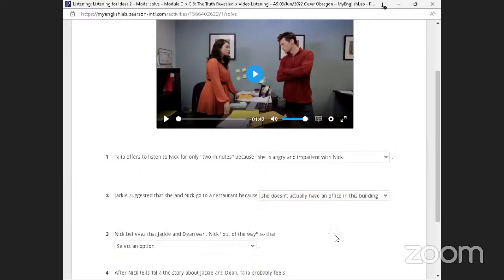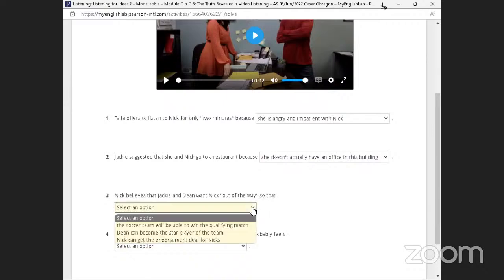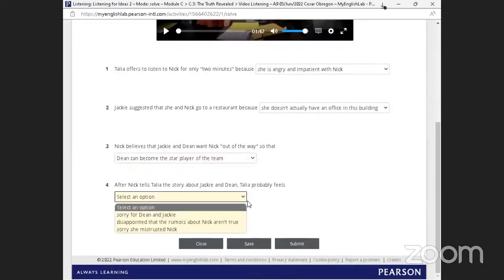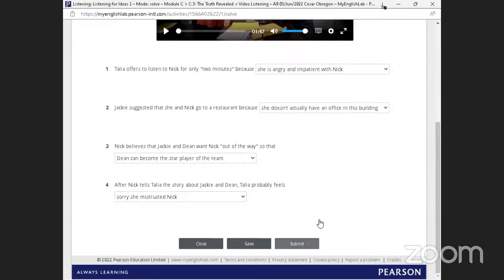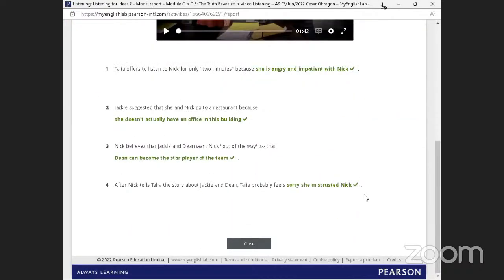Okay, Nick believes that Jackie and Dean would want Nick out of the way so that Dean can become the star player of the team. Yes. Okay. After Nick tells Talia a story about Jackie and Dean, Talia probably feels sorry she mistrusted Nick. Okay. Are you ready? Ready. Good. Yes. Okay, so we got this.